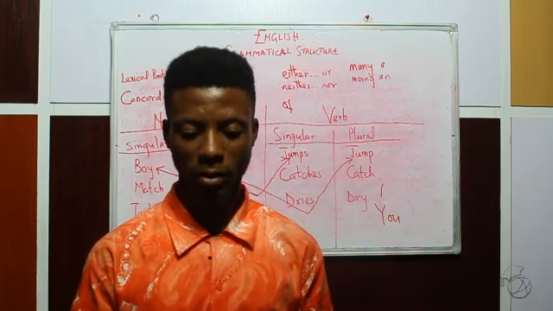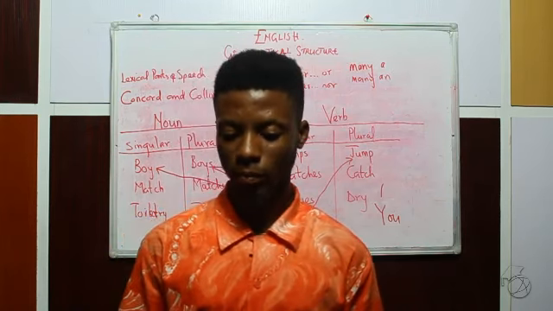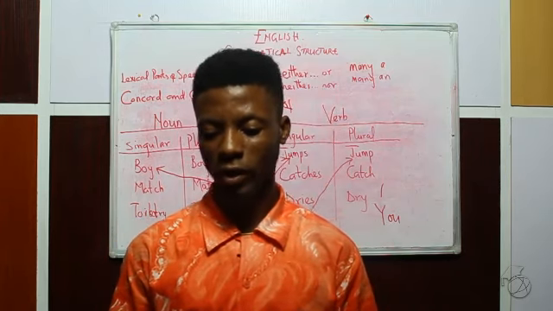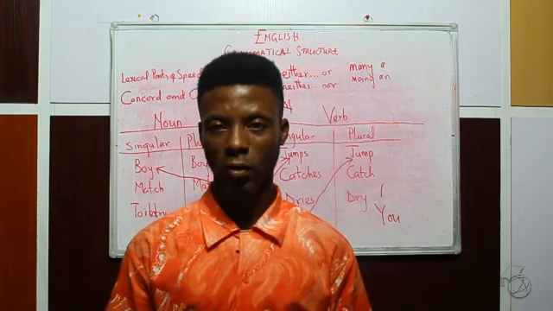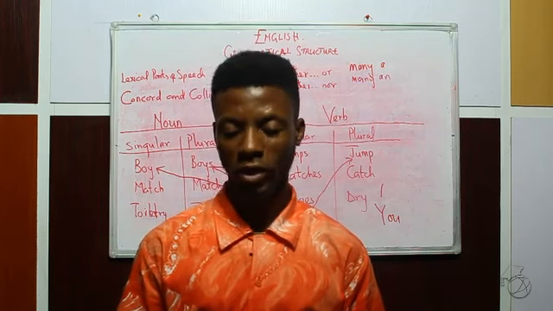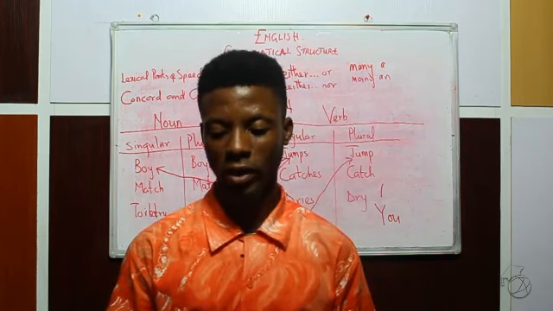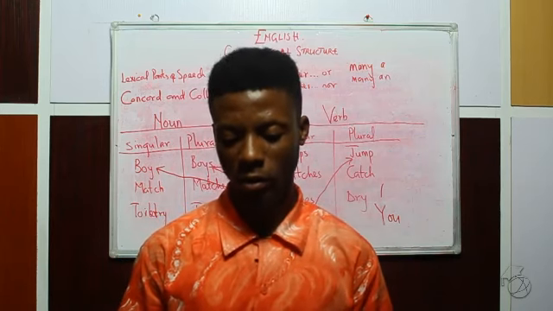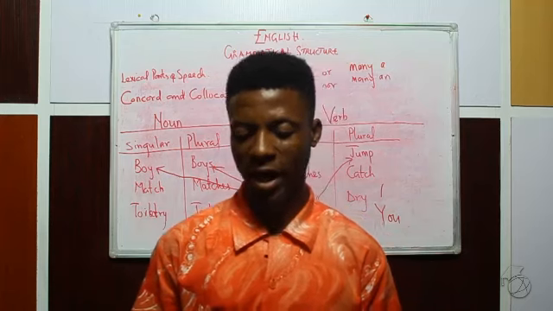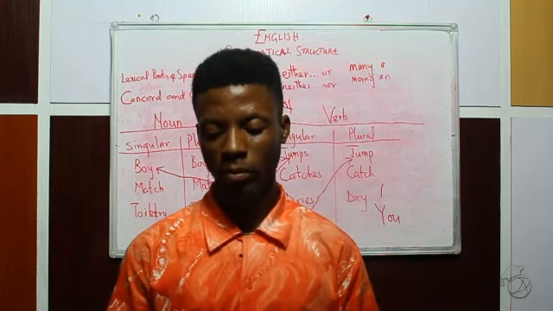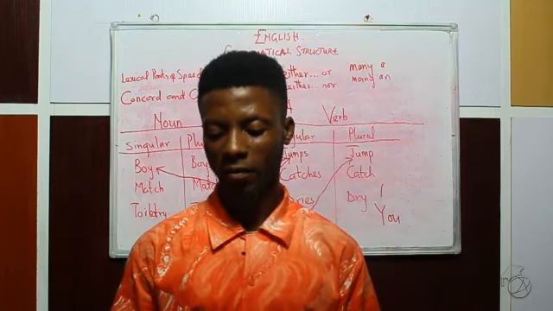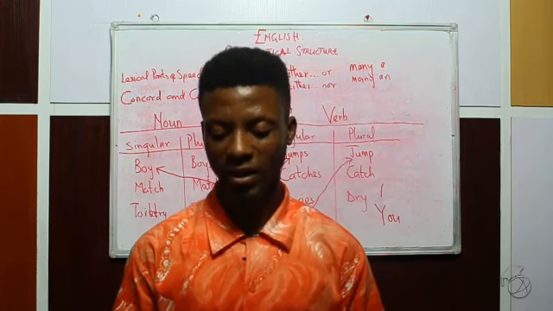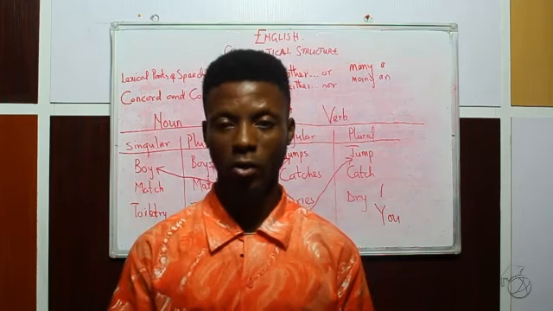Let's take the following examples. Many a student does not read anymore. That is the correct sentence. You do not say many a student do not read anymore. Many an egg has been eaten today, not many an egg have been eaten today. Many a preacher have died lately. It's wrong. Many a preacher has died lately is the correct one.